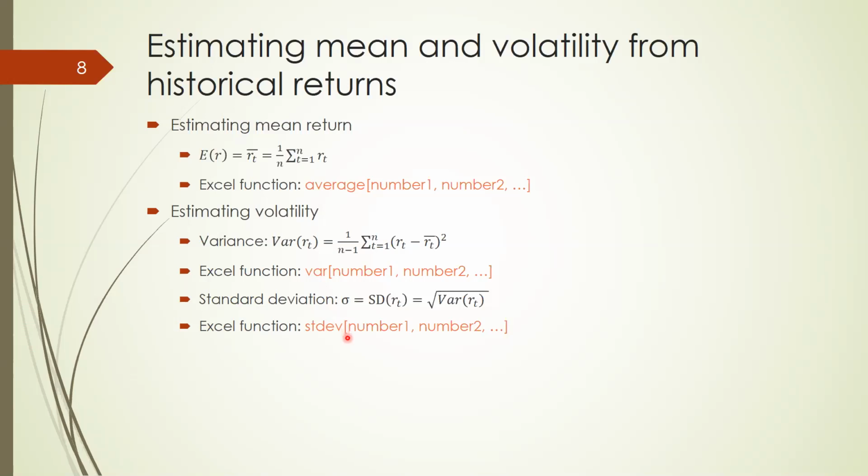.P refers to the population. .S refers to the sample. In most cases, we use the function with .S because we assume that we have a limited number of observations, so it's only a sample. It doesn't represent the entire population.